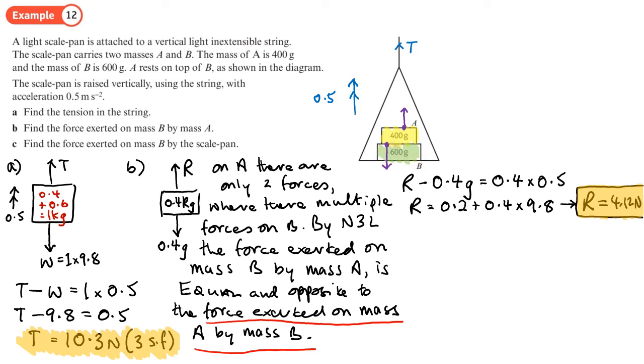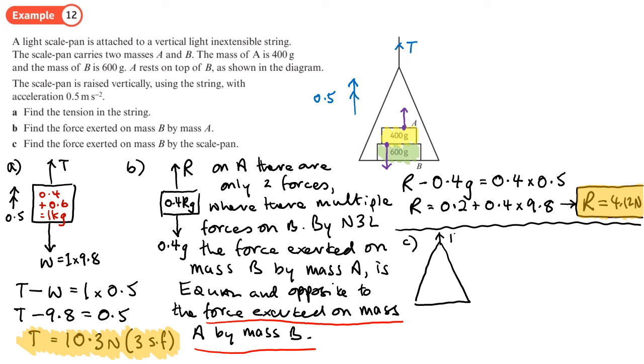It's too complicated to work out that way. So we use Newton's third law to find the equal and opposite force. Okay, part C, we want to work out the force exerted on mass B by the steel pan. Now actually, that force is an outside force. It's not an inside force.